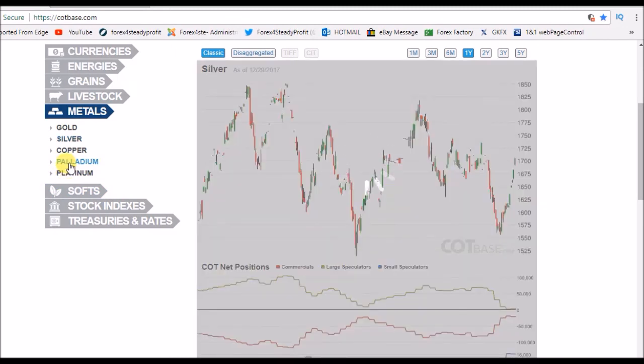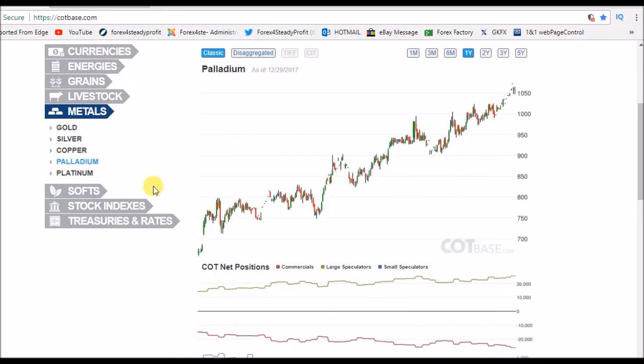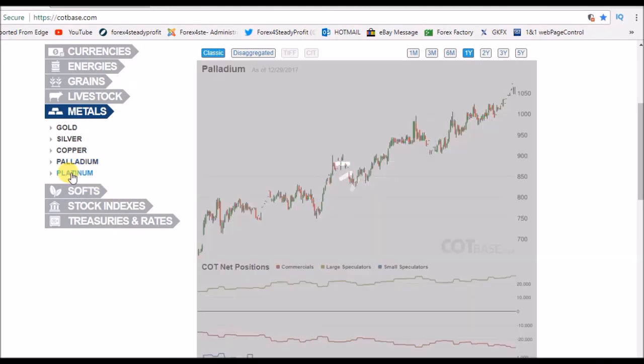Palladium was something else people were talking about. Again, we've got a very bearish position on palladium. So that might be just worth watching, see where it goes to, just out of interest.